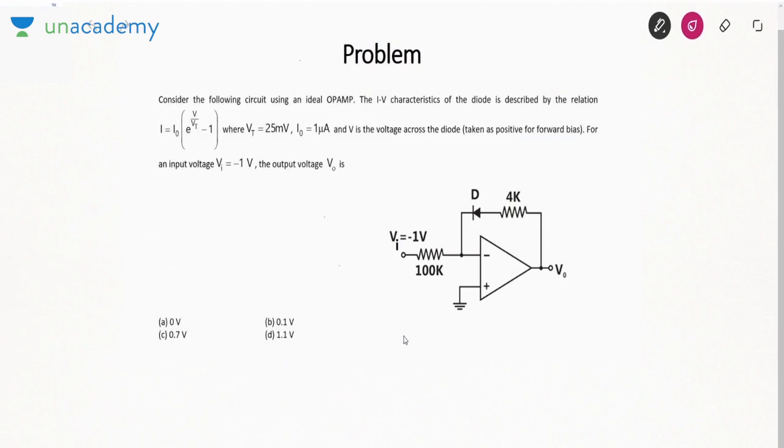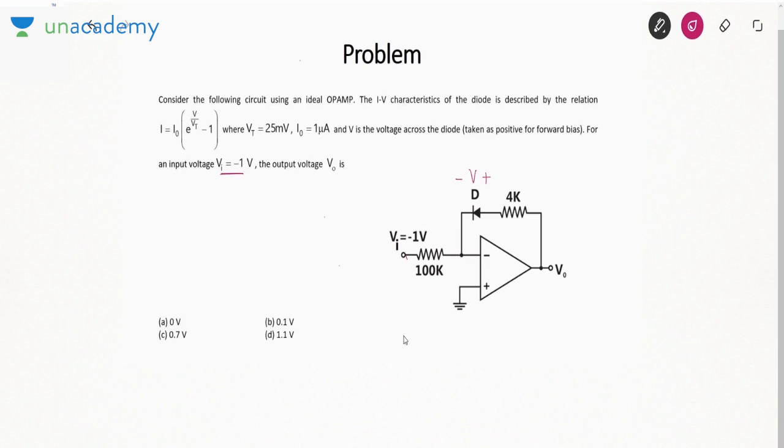Next problem. Consider the following circuit using an ideal op-amp. The IV characteristic is described, where thermal voltage is 25 millivolt and I0 is 1 microampere. V is the voltage taken across the diode for forward biasing. For input Vi equal to minus 1, we need to find V0.